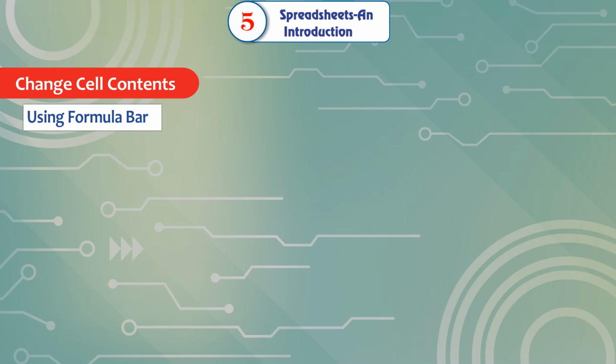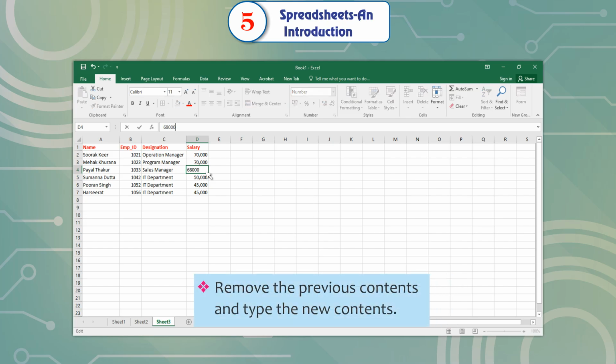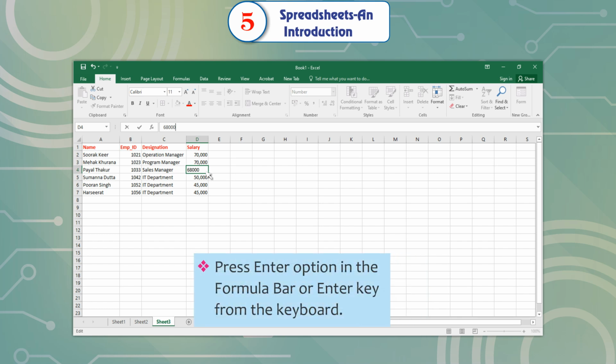Using Formula bar, select the cell D4. Click in the Formula bar. Remove the previous contents and type the new contents. Press Enter option in the Formula bar or Enter key from the keyboard.